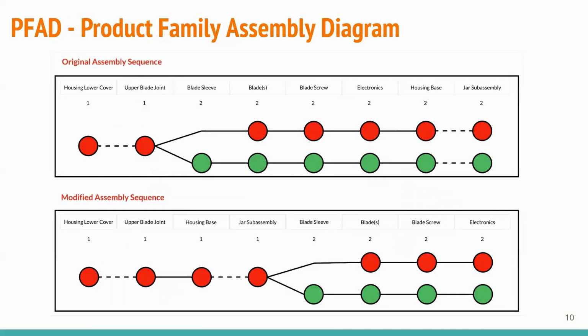Our product family assembly diagram considers rearranging the order in which blades and electronics are added. The modified assembly sequence delays differentiation of the home blender and restaurant variants.